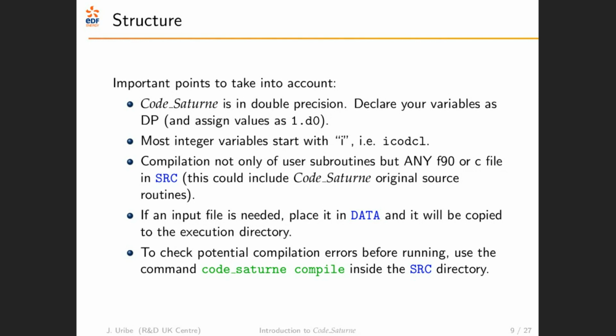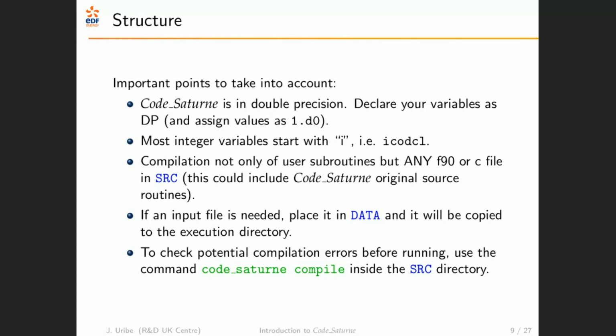There's a very useful command from Code Saturn, which is compile, that we use to check that what you've written is correct. It doesn't do anything else. It doesn't run. It doesn't use any of your allocated CPU time or anything like that. So it just checks the compilation and gives you any errors or warnings that might be problematic. This is very useful.